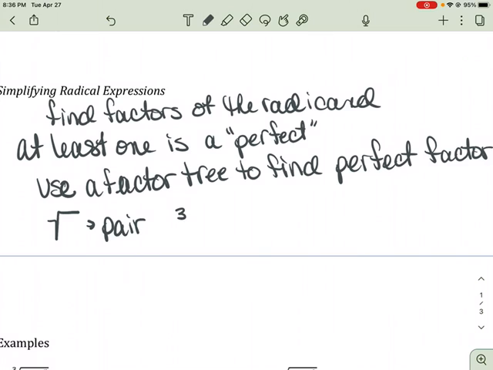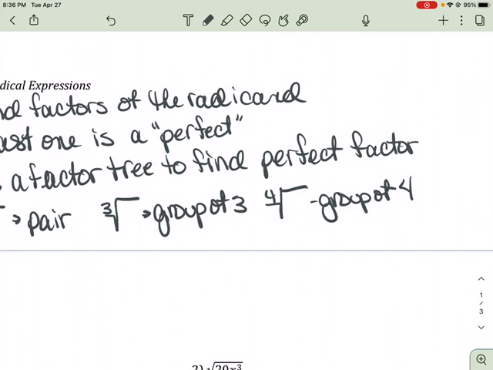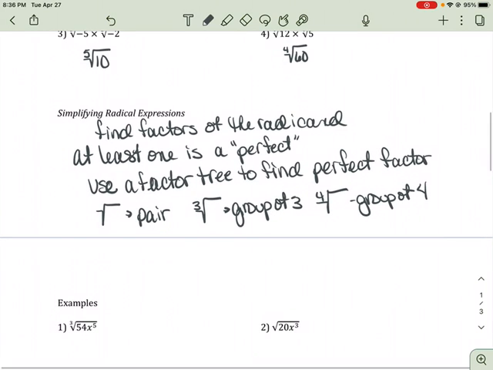If I'm doing a cube root, I'm going to want a group of 3. If it's a 4th root, we get the idea that I want a group of 4. I'll show you what I mean when we do a couple of these. A group of 3 means the same number 3 times, like 3 times 3 times 3. When I multiply them together, I get 27, which is a perfect cube. So that's how we develop that perfect factor.